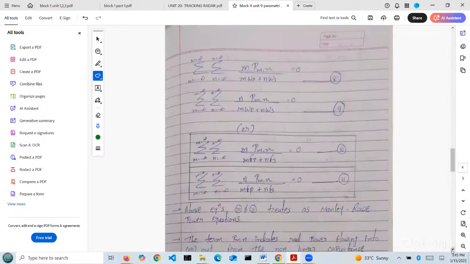After equating it to 0, you will get 4 equations. 2 equations are in terms of omega, 2 equations are in terms of frequency. After writing this, your Manley-Rowe power relation topic is over.